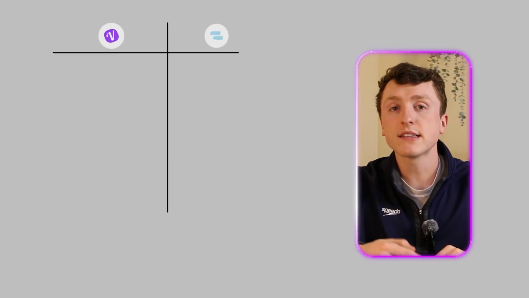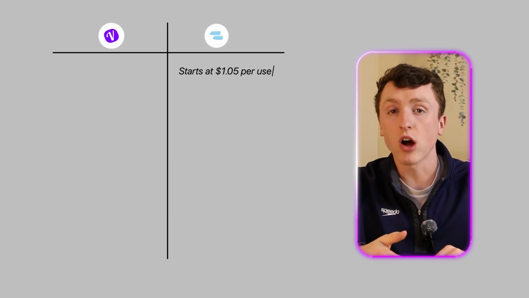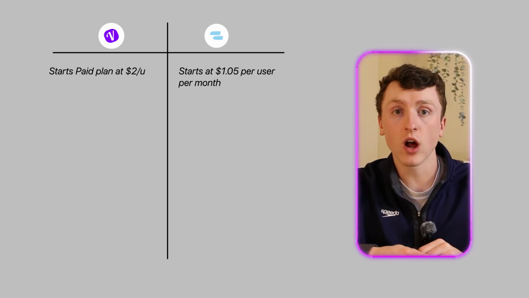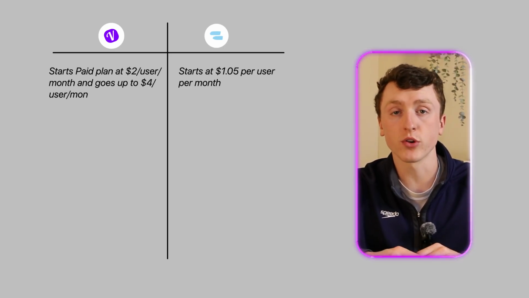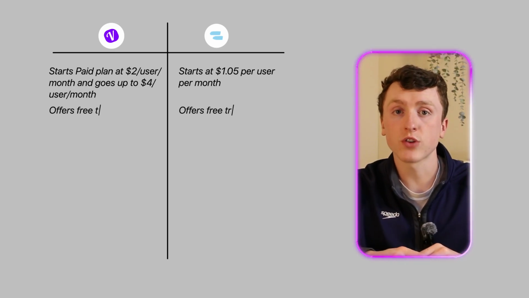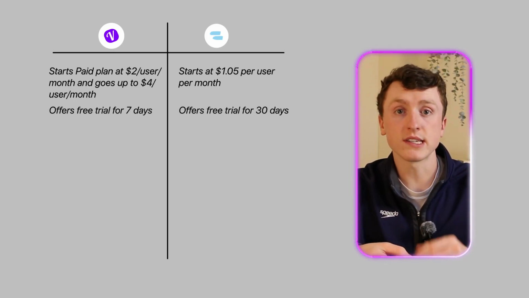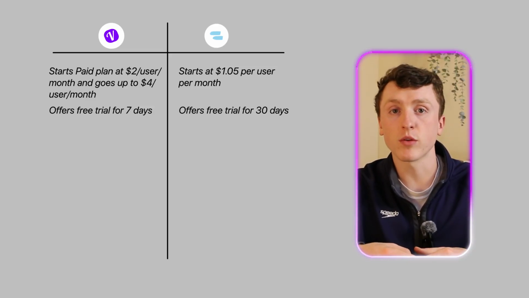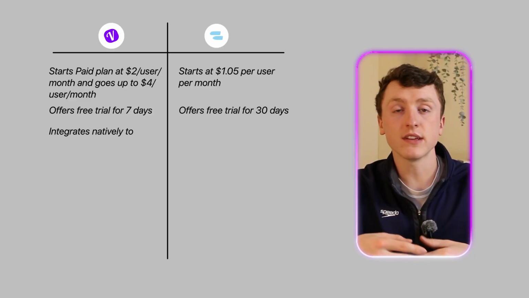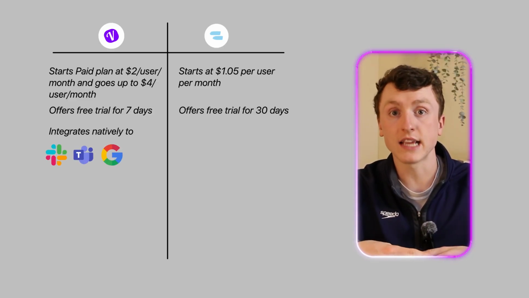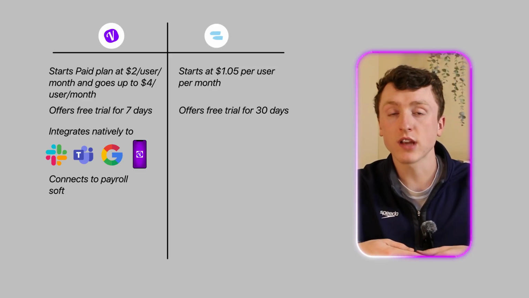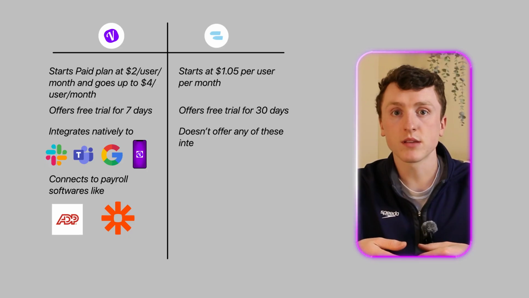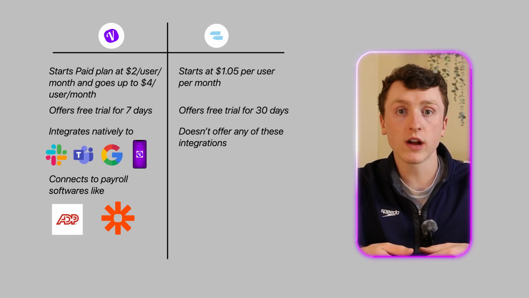On pricing, Leave Dates is noticeably cheaper, starting at just over $1 per user per month, and Vacation Tracker having a free plan, but starting their paid plans at $2 per user per month and going up to $4 per user per month. Both platforms do offer a free trial, which is amazing, but Vacation Tracker's is only 7 days, whereas Leave Dates is 30 days long. The clearest difference that I can see is on their platform integrations. Vacation Tracker integrates natively with Slack, Microsoft Teams, and Google Workspace, as well as having a mobile app and connecting to payroll software like ADP, as well as Zapier. Leave Dates doesn't offer any of these integrations, but it does connect via calendar link on Google Calendar or Outlook.